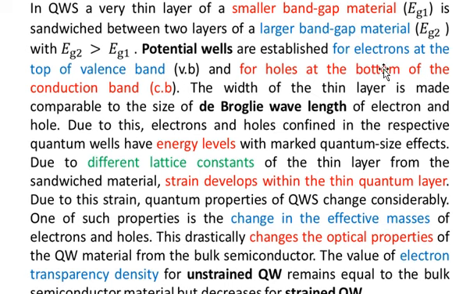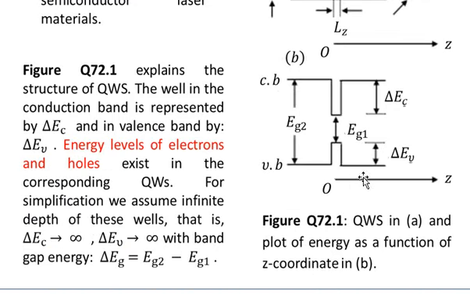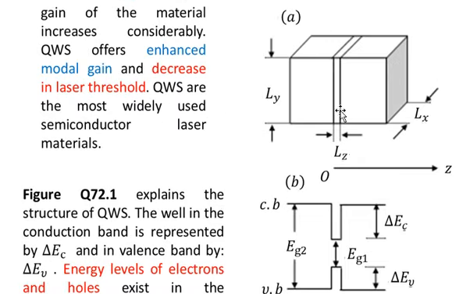So you see that potential wells are established for electrons at the top of the valence band. So this VB level is actually the top of the valence band due to the larger band gap material, and on top of this valence band the quantum well is formed above that one, and similarly the quantum well is formed below the conduction band as represented by the depth delta EC, and the width of these two quantum wells is equal to Lz, as we have represented the width of these wells equal to Lz.